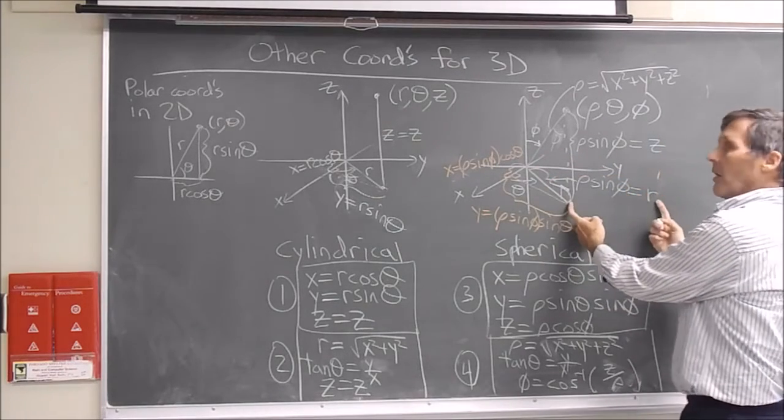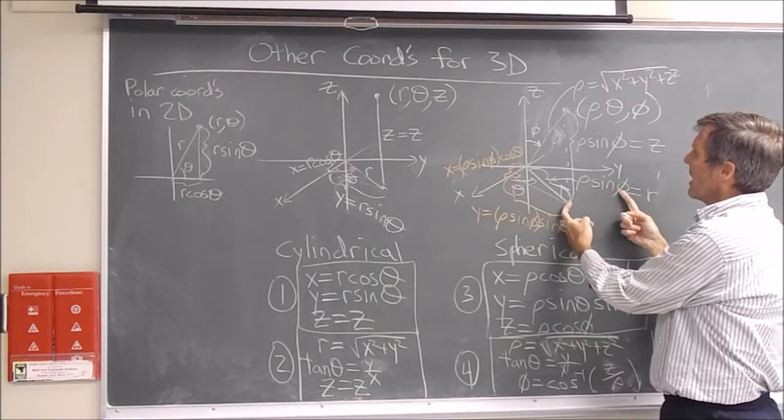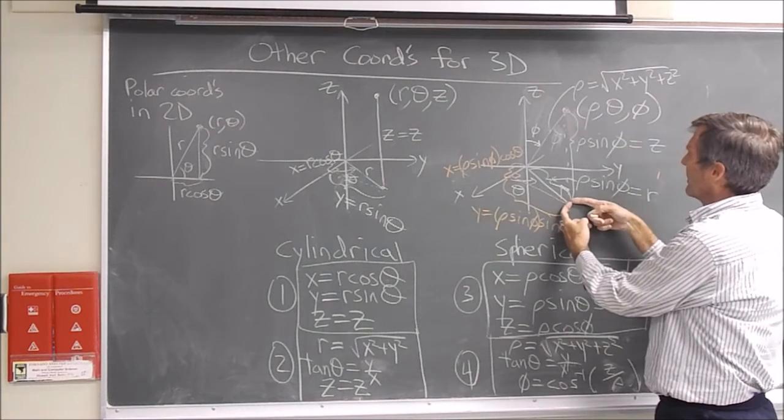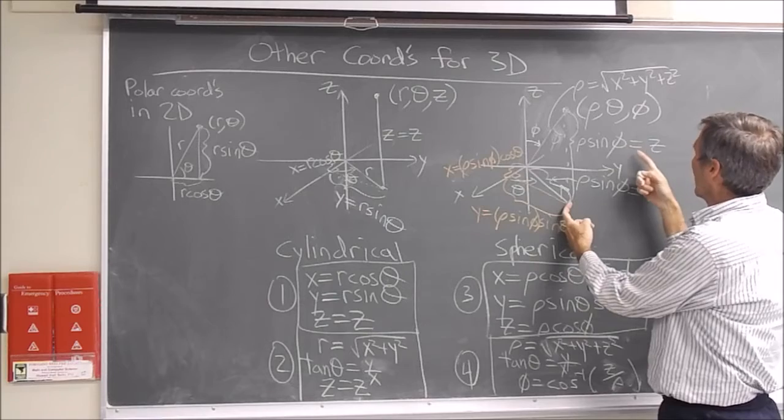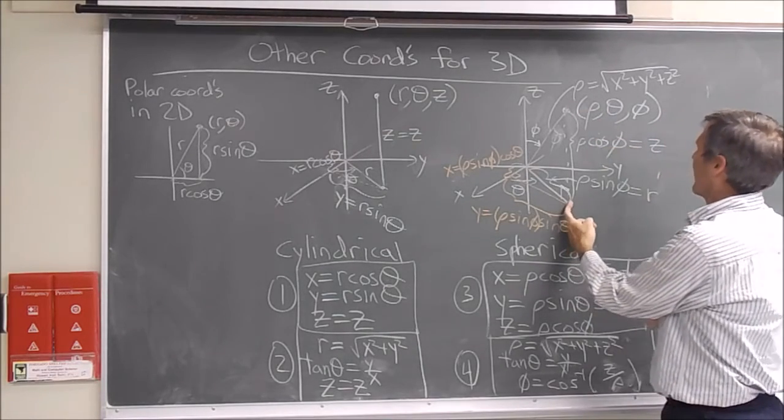So you see the r coordinate from cylindrical coordinates is directly rho sine phi. And the z coordinate is rho cosine phi. I wrote the wrong thing there. Rho cosine phi.